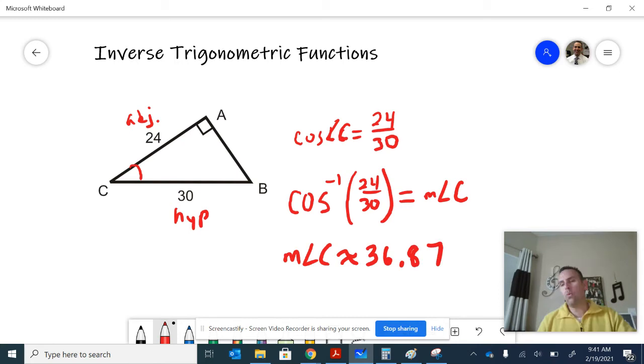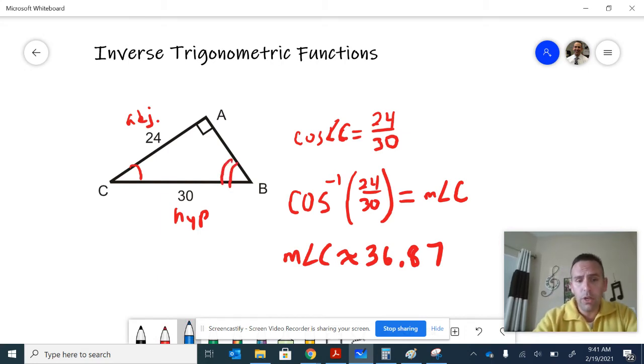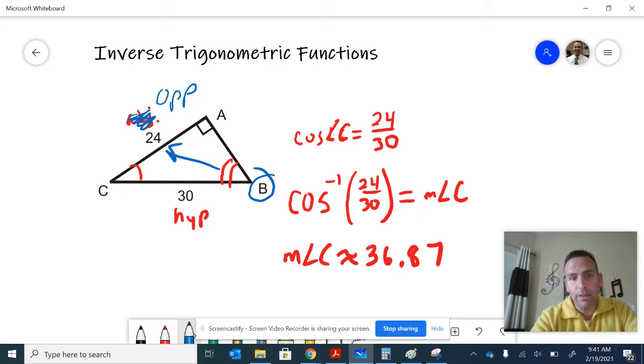Now, once you have angle C, you can just subtract from 90 degrees to figure out the measure of angle B over here, which is going to be different. I do want to point out, though, that if you had wanted to solve for angle B first, or maybe you only wanted angle B, then in relationship to angle B, 24 is the opposite side. Ooh, okay, that's different. That means when I wanted to find the angle measure of B, I would want to use inverse sine, because the opposite side is 24 and the hypotenuse is 30, and I could go through the same steps.